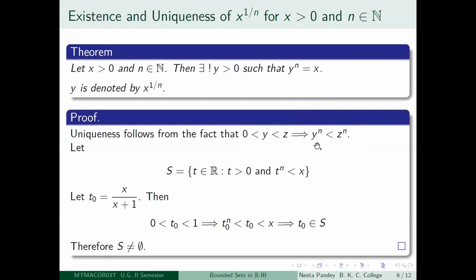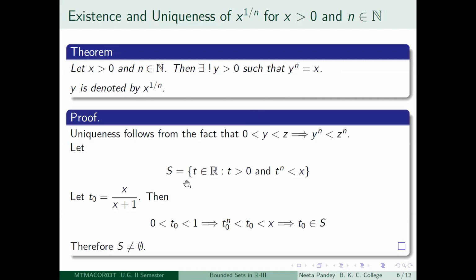Okay, so how do you construct this? How do you find this y? What you do is you take all t such that t to the power n is less than x, and of all these t's you take the supremum. That supremum is going to be the solution to this equation. So let us do it slowly.